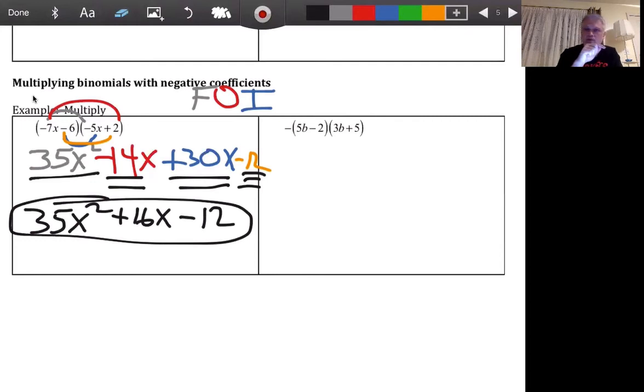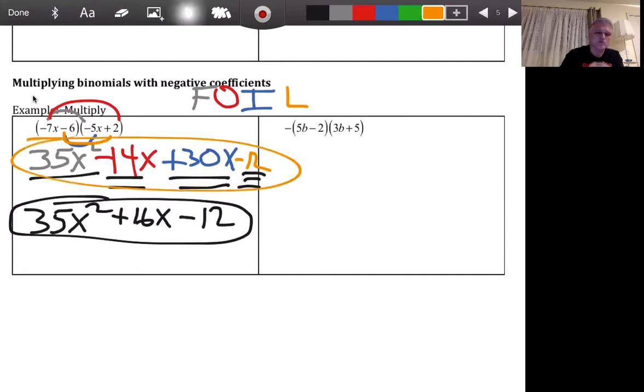Same pattern. Multiply the first term in the first set of parentheses by the other 2. That's f and o. And then you have your second term, your minus 6 here, multiplied by the second set of parentheses. That's your I and your L. Once you've multiplied and you got your 4 terms, you combine like terms and you circle your answer. Circle the right answer and we're good.